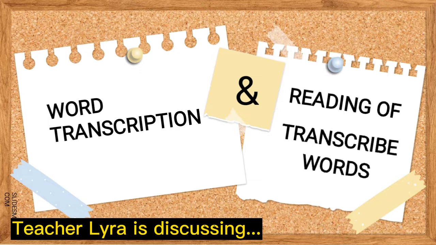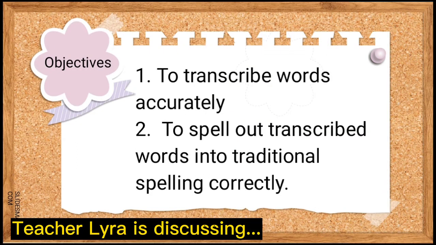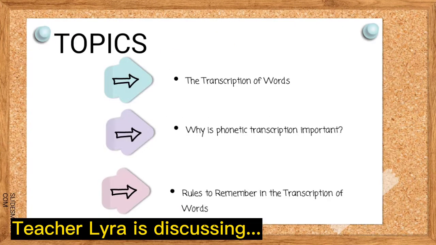Word transcription and reading of transcribed words is another topic we are going to tackle. First, let's identify its objectives. Number 1, to transcribe words accurately. Number 2, to spell out transcribed words into traditional spelling correctly. And now, here is the list of topics we are going to discuss. First, the transcription of words. Second, why is phonetic transcription important? Third, rules to remember in the transcription of words.